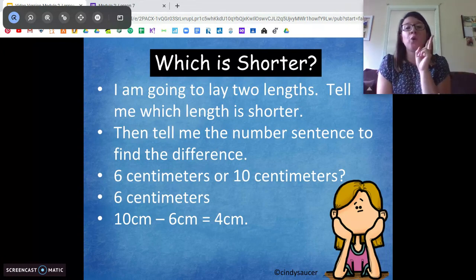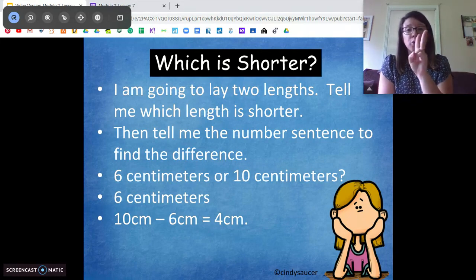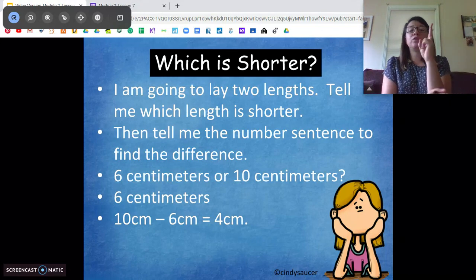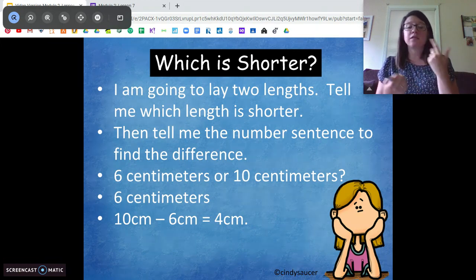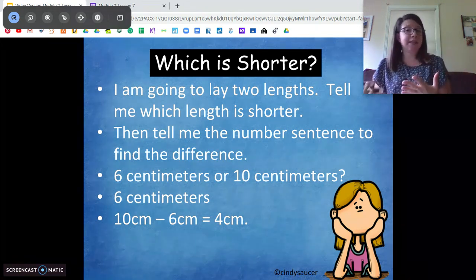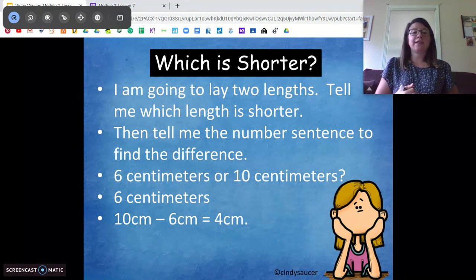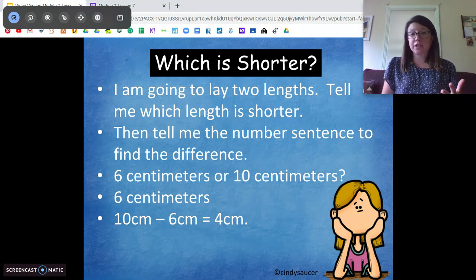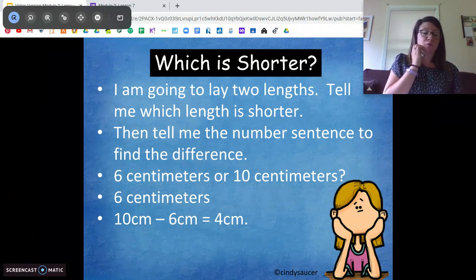So I'm going to give you two lengths. What I need you to do is tell me which one is shorter. That's step one. Step two, you're going to take your paper and write me a subtraction number sentence to find the difference between the two lengths. For example, 6 centimeters and 10 centimeters. Which one's shorter? 6 centimeters. Good. That's step one. Then you're going to write a subtraction sentence to tell me how much shorter. So, for example, this one would be 10 centimeters minus 6 centimeters equals 4 centimeters.